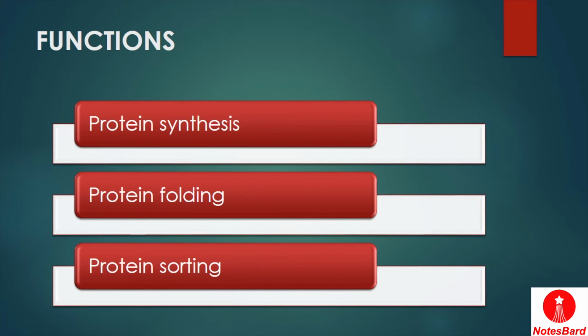The first function is protein synthesis, which takes place in the cytoplasm on the rough endoplasmic reticulum with the help of messenger RNA. This process is named translation, where the mRNA script is translated into amino acids, which form polypeptide chains.